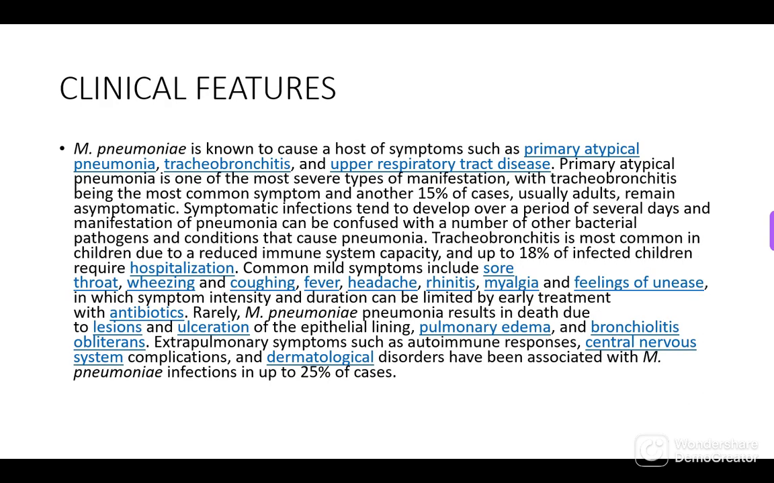The clinical features: with Mycoplasma pneumoniae, the first thing is primary atypical pneumonia. It may cause tracheobronchitis. It may cause upper respiratory disease. Now, primary atypical pneumonia is one of the most severe types of manifestation, with tracheobronchitis being the most common symptom. Therefore, the trachea is also involved. Even children can have stridor, so stridor can be observed in these patients. And because it also involves the bronchi, it will also cause wheezing in these patients.